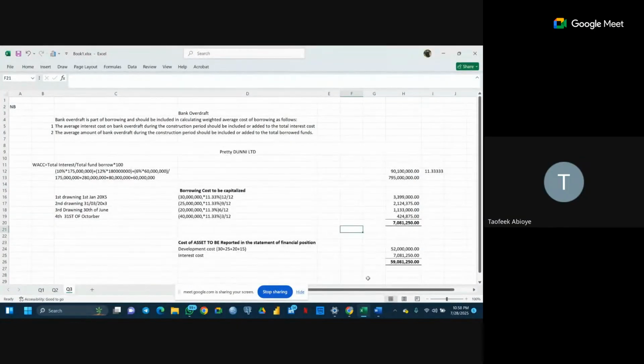This is the work which we are going to use to get our interest. This is the addition of all interest, which is the 10% on 175, the 12% on 180, the 6% on 60 million. Then the addition of all the funds: 175, 280, 80, 60. The division of these two is what gives us 11.3%. So it means that 11.3% is what we are going to use as our interest rate.